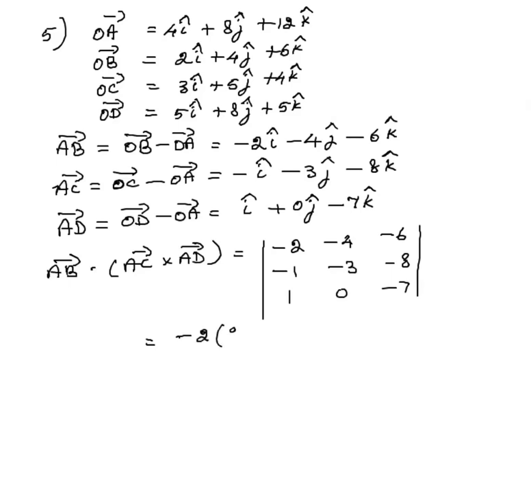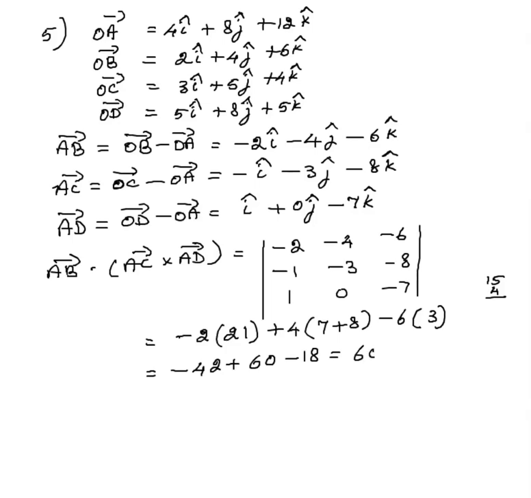Minus 2 times 21 minus 0. Minus of minus 4 plus 4, 7 plus 8. Minus 6 times 0 plus 3. It is minus 42 plus 15 times 4, which is 60, and minus 18. 60 minus 60, the answer is 0.